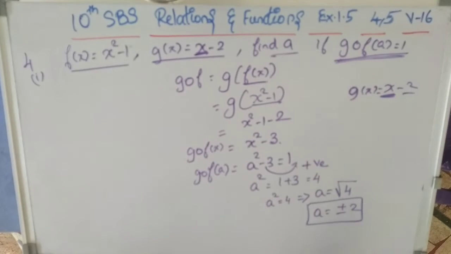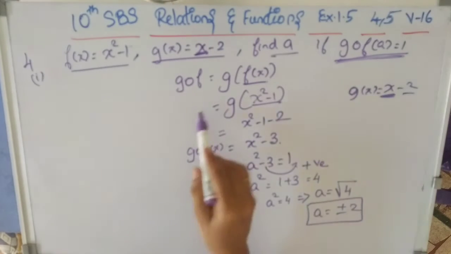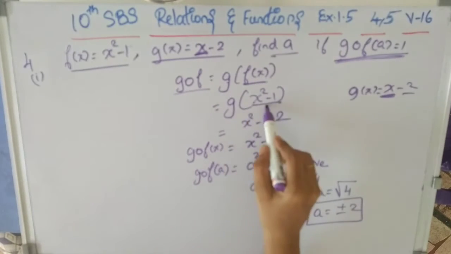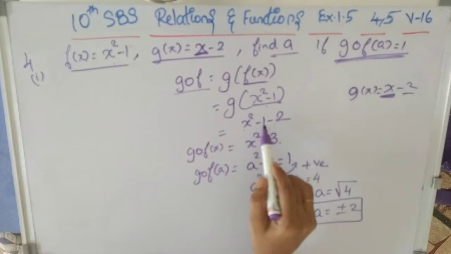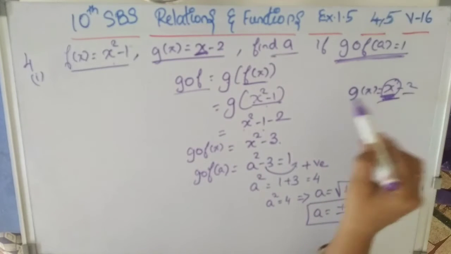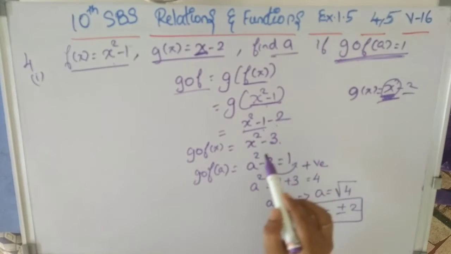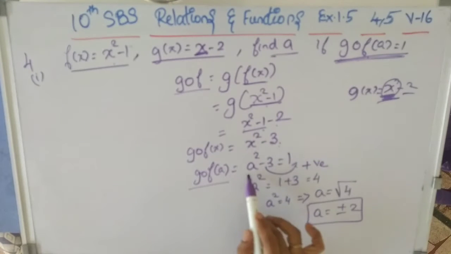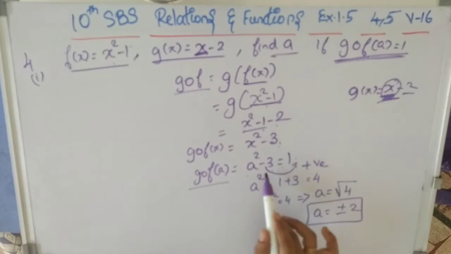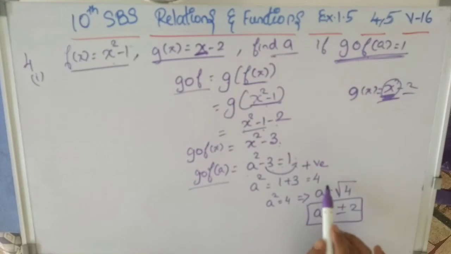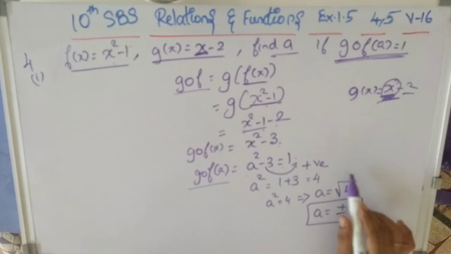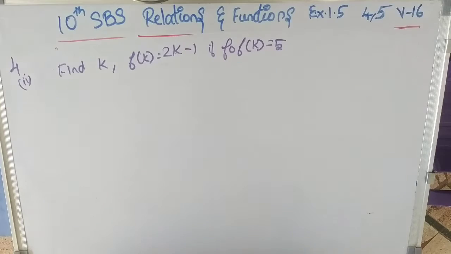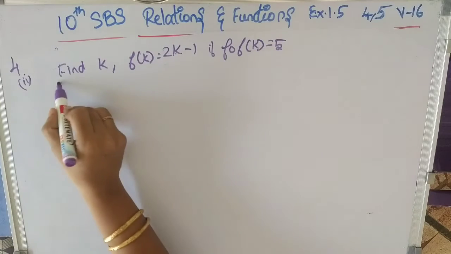Clear? So, in the question, we are using the condition given, g dot f of a is equal to 1. We are finding g dot f, that is g of f of x, which is g of x squared minus 1. So, in g of x, we are replacing the x with this x squared minus 1 and finding g dot f of x is equal to x squared minus 3. But in the question it is given g dot f of a is equal to 1. So we are writing a squared minus 3 is equal to 1 and finding a is equal to plus or minus 2. Clear? Now we can go to the second part of the fourth question.